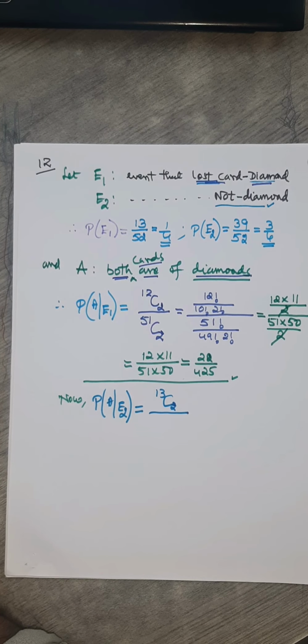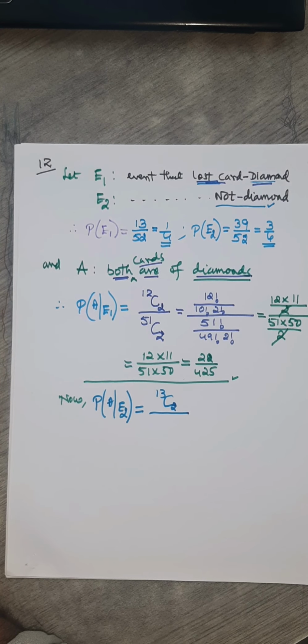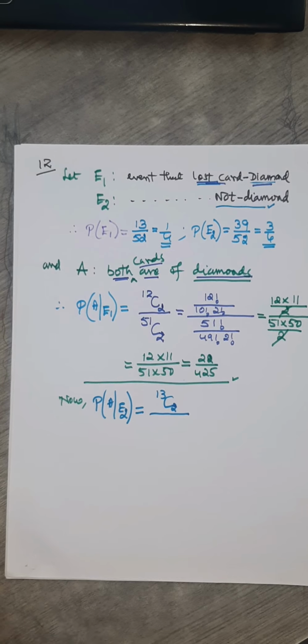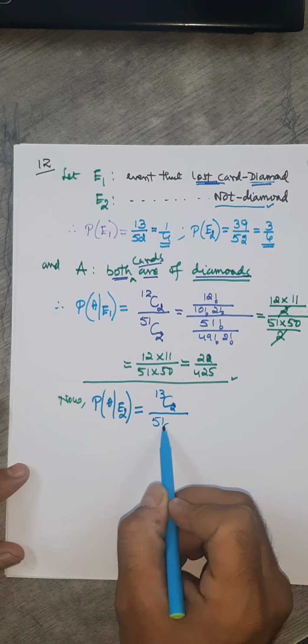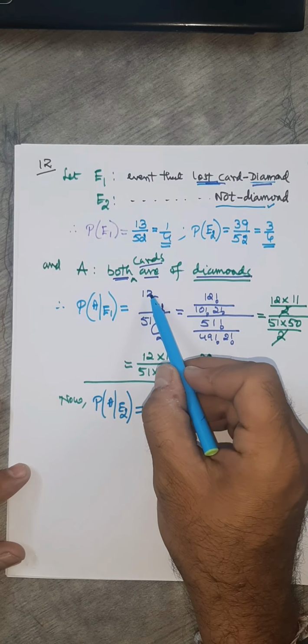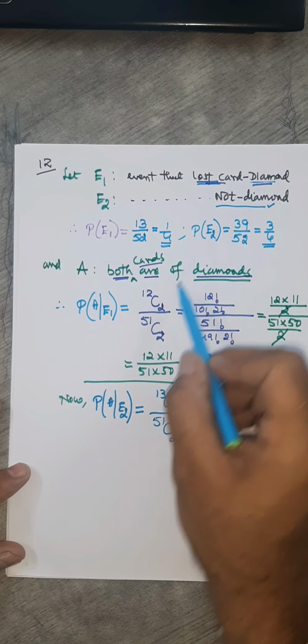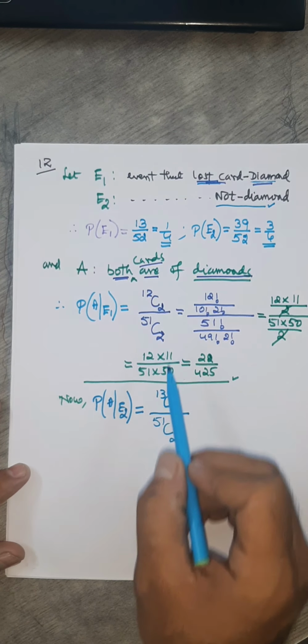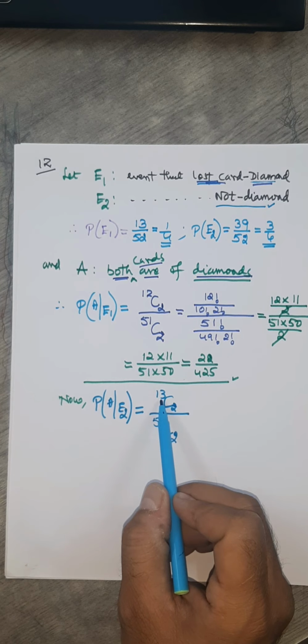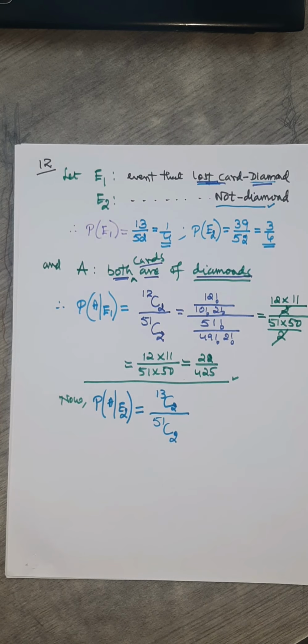One card we already lost, remember. So the total number of cards will be how many now? 51. So here it is 51 C2. You must have realized why 12 there, because there the lost card is a diamond and you are selecting two diamond cards. Here the card is lost but it is not a diamond.